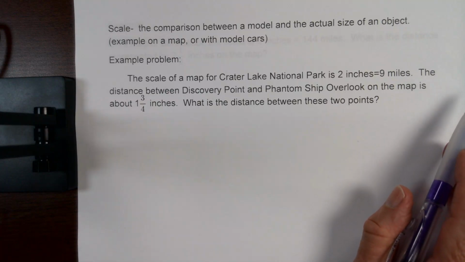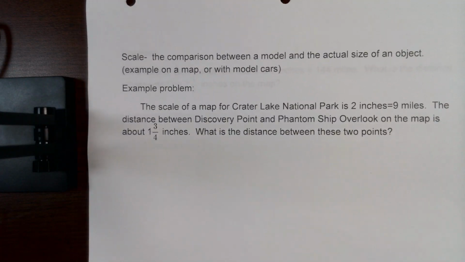A scale is a comparison between a model and an actual size. For example, you typically would have a scale on a map, or you would have a scale when you go to do a model car. So the two categories here are always going to be map and actual, or they might be model and actual. The scale of a map of Crater Lake National Park is 2 inches is equal to 9 miles. The distance between Discovery Point and Phantom Ship Overlook on the map is 1 3/4 inches. What is the distance between these 2 points?